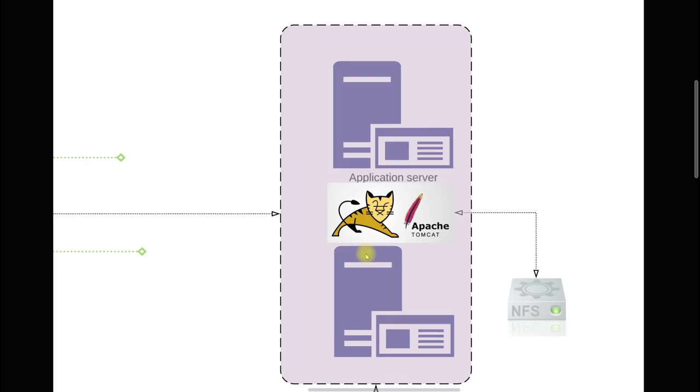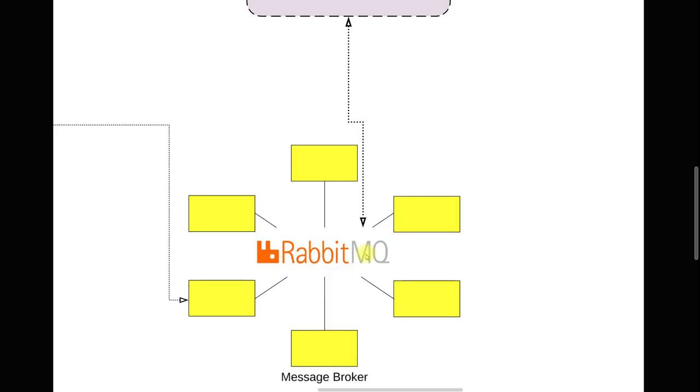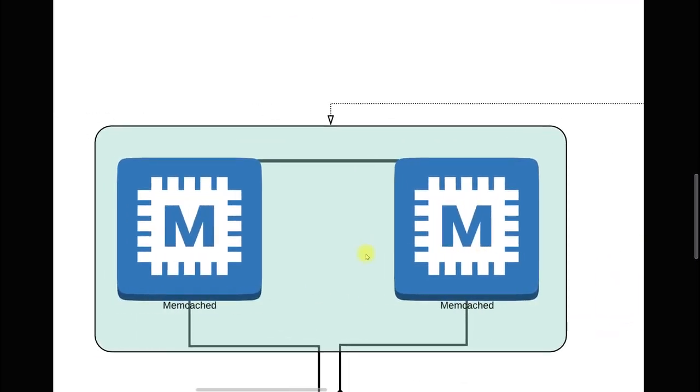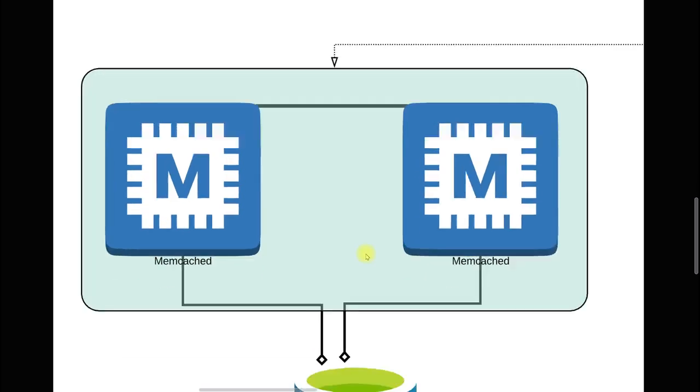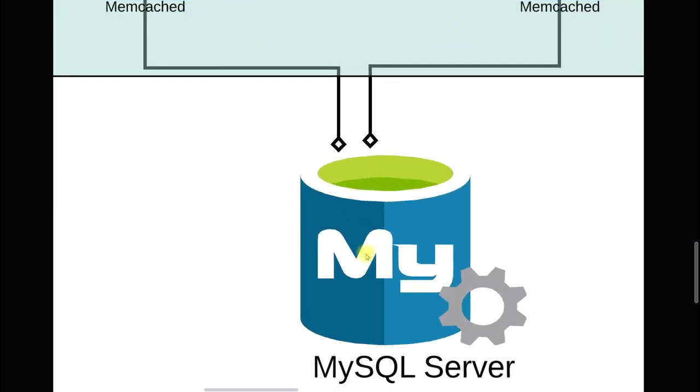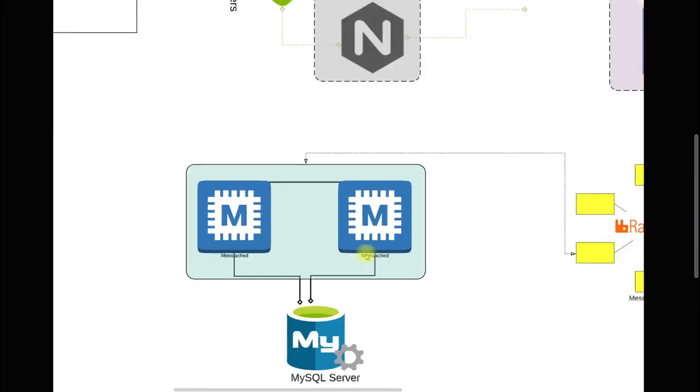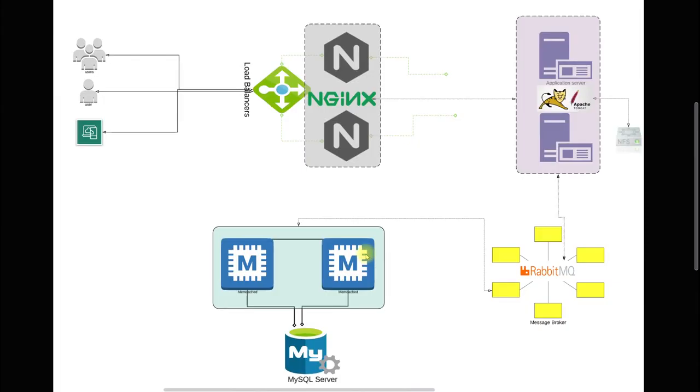The application server is then going to forward the request to RabbitMQ, which will be our message broker, and that will send the request to Memcached for database caching. Memcached is going to cache the SQL queries which were executed for the MySQL server. So we have Nginx, Apache Tomcat, RabbitMQ, Memcached service, and MySQL service. Now I recommend you pause the video and watch the architectural design once again.